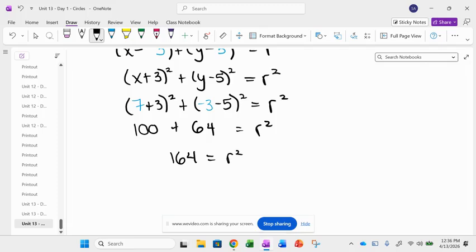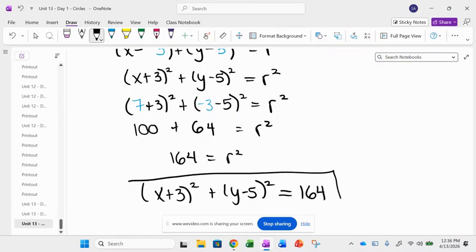Do I even need to take the square root of both sides? No, because I don't need r. I actually need r squared, so we're done here. So now we can put it all together. x plus 3 quantity squared plus y minus 5 quantity squared equals 164. That is the equation of this circle.